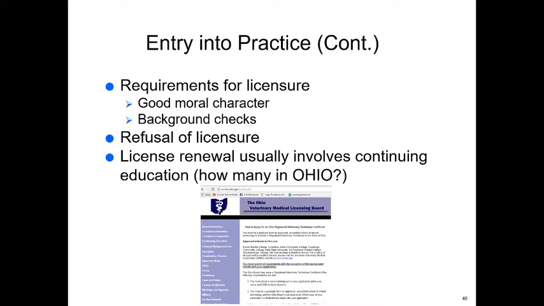Requirements for licensure are good moral character, so you have to have a background check, and you could be refused licensure based on a poor background check. You do need to renew your license every 2 years, and you do have to have continuing education every 2 years, a certain amount. So if you can remember how many continuing education credits you need in Ohio every 2 years, the number is 10.